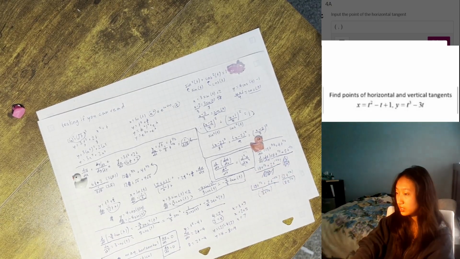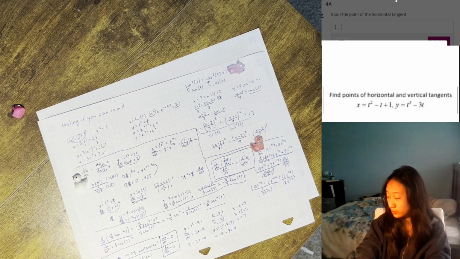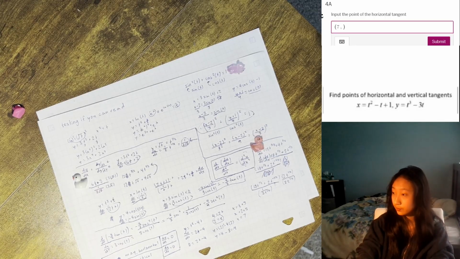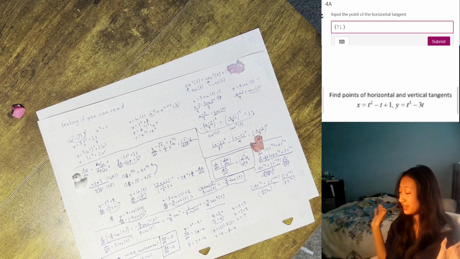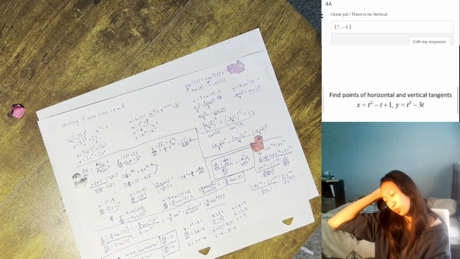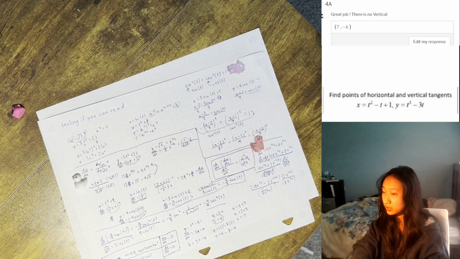So let's see if we've actually done this correctly. Our x point is 7, and our y point is negative 4. Great job. And there is no vertical tangent. Now, if we want to figure out why there is no vertical tangent, let's give this a shot anyways.